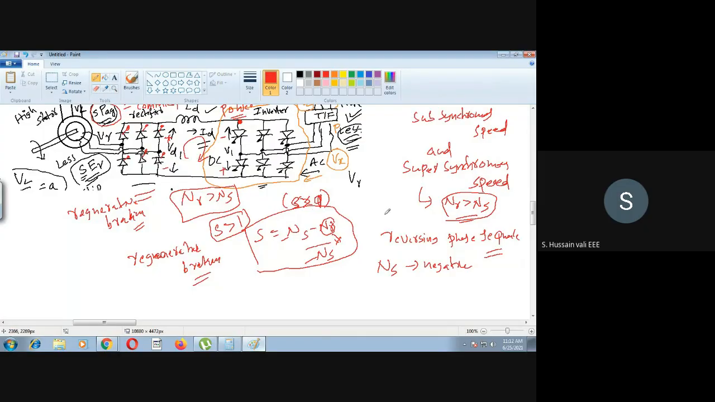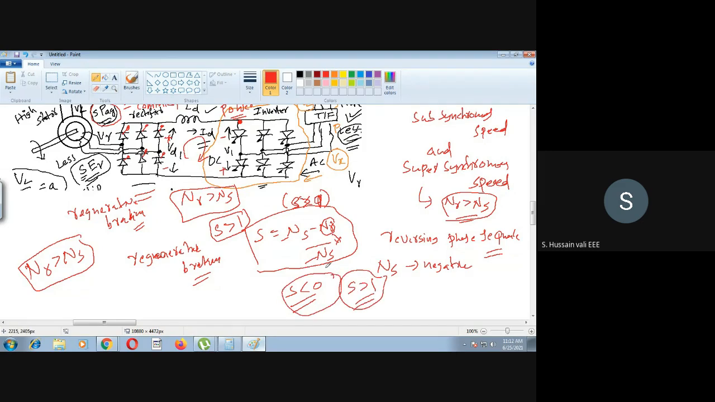So you can run for super synchronous speed, but remember the actual condition in this is NR greater than NS. Now you see yourself, if NR is greater than NS, what does it become? S less than 0. In other words, if you reverse this phase sequence, then it becomes minus NS. So minus NS minus NR by minus NS, everything is minus. Once again the slip is positive, but in this case S is greater than 1.